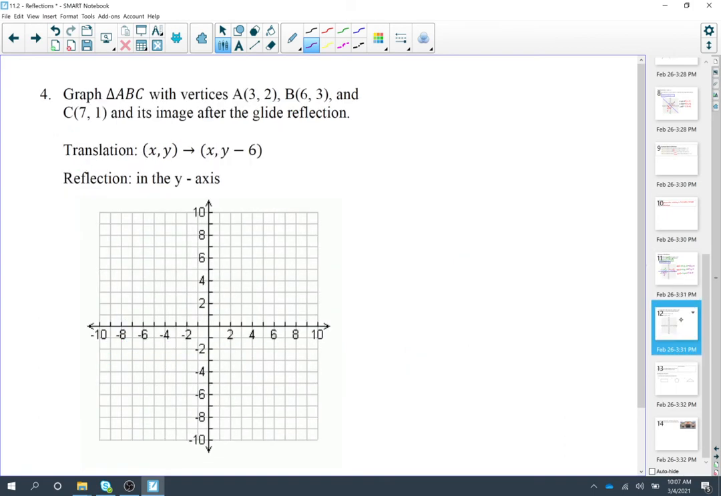Number 4, graph triangle ABC with the given vertices, and then after the glide reflection. So I believe that triangle ABC is still the same one that we started with. So 3, 2, 6, 3, 7, 1.